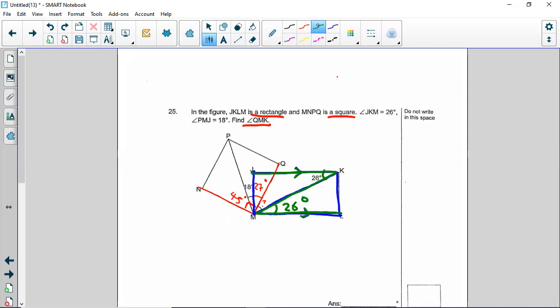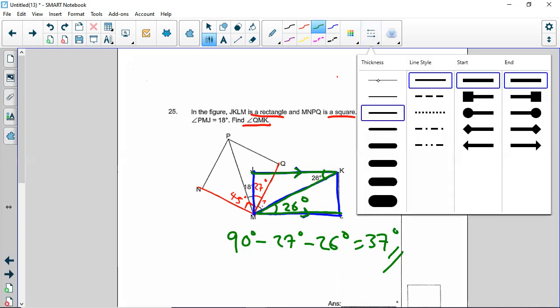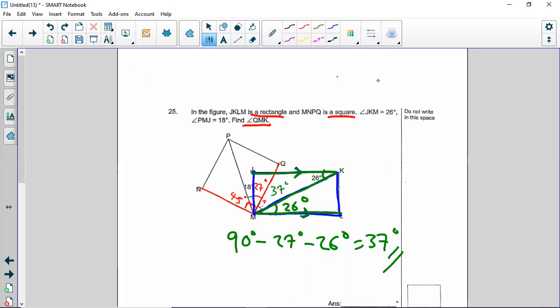So can you find the question mark already? Right angle in the rectangle, minus 27 minus 26, and you get the question mark. So 90 minus 27 minus 26 is 37. So your question mark is 37 degrees. All right, clear? Maybe you have a faster way, which is also correct. But what's the lesson here? The lesson here is you may want to use colors to highlight the right angles. Then you can see more clearly.